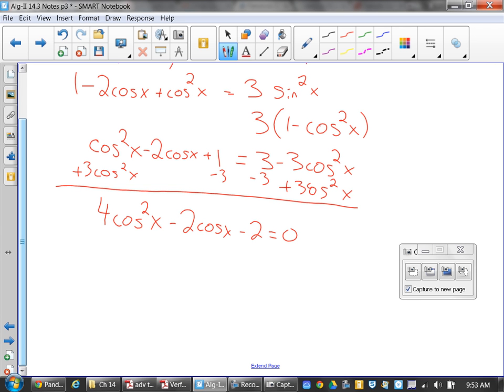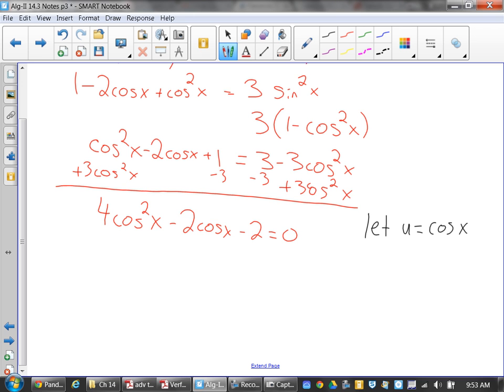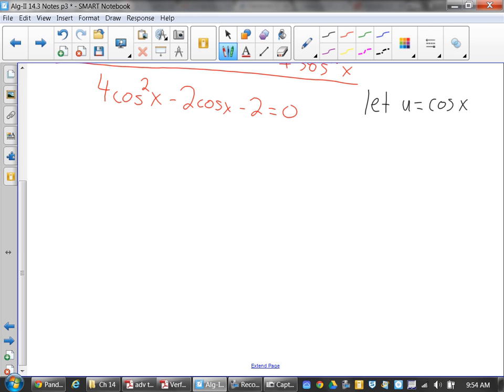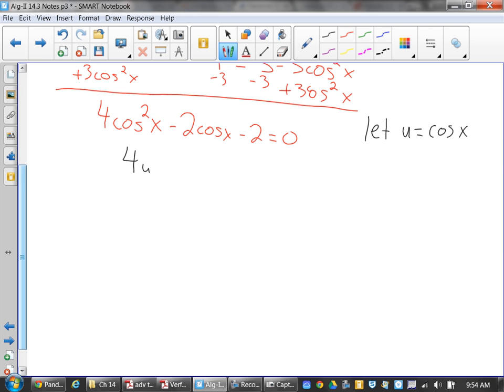GCF. It also might be cleaner for you guys at this point to use that little trick of U substitution, just so it's a little bit cleaner if you want. You want me to do it that way? Sure. What that means again is instead of continually writing cosine squared x and cosine x, I'm going to let the letter U represent cosine of x. It's just going to make the trinomial look cleaner. That's all it does. So we get 4u squared minus 2u minus 2 is 0.